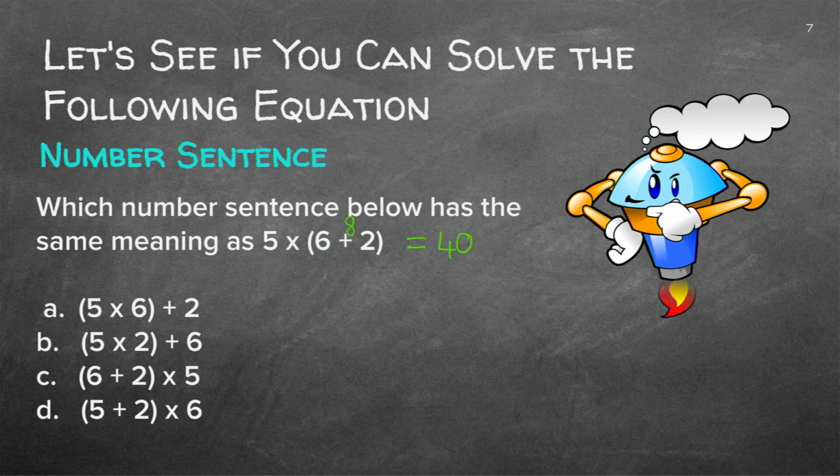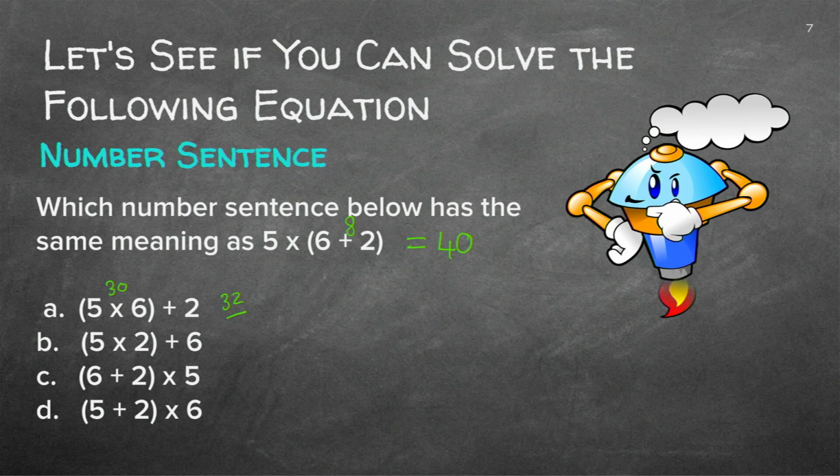Now I have to go and inspect. We are inspecting the other number sentences. 5 times 6 equals 30. 30 plus 2 equals 32. So that will definitely not be the right one.